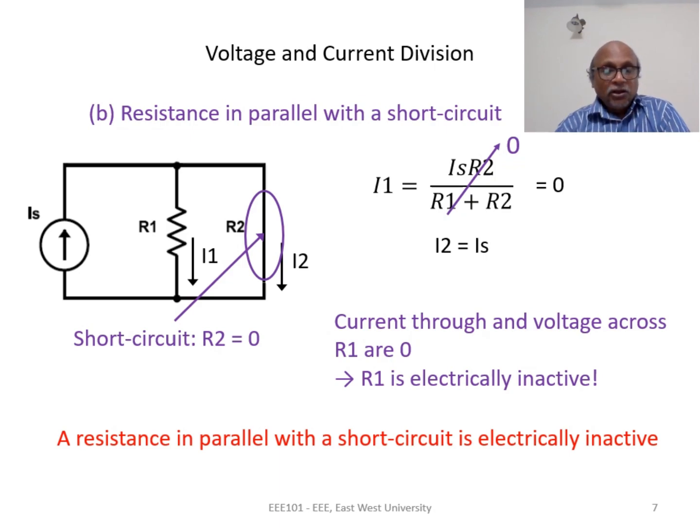So we have learned about two situations when a resistance in a circuit can be electrically inactive. First, if the resistance is in series with an open circuit. Second, if the resistance is in parallel with a short circuit. These are very useful rules to simplify circuit analysis in practical cases. We will remember this for the rest of the course, actually for the rest of your professional life.